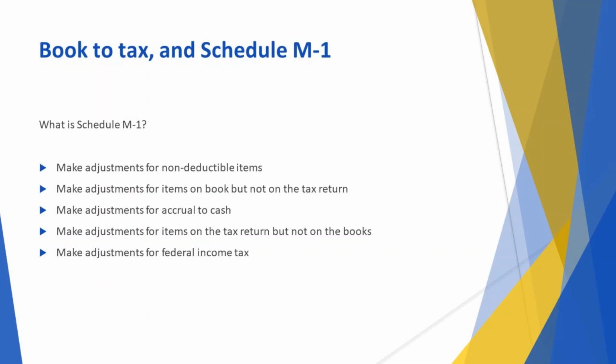What is Schedule M1? M1 is where we add back non-deductible items. It is where we make adjustments for items on the books but not on the tax return, like prepaid expenses. It is where we make adjustments for accrual to cash conversions. It is where we make adjustments for items on the tax return that aren't recorded on the books, like depreciation. And it is where we record adjustments for federal income tax due on a C corporation.